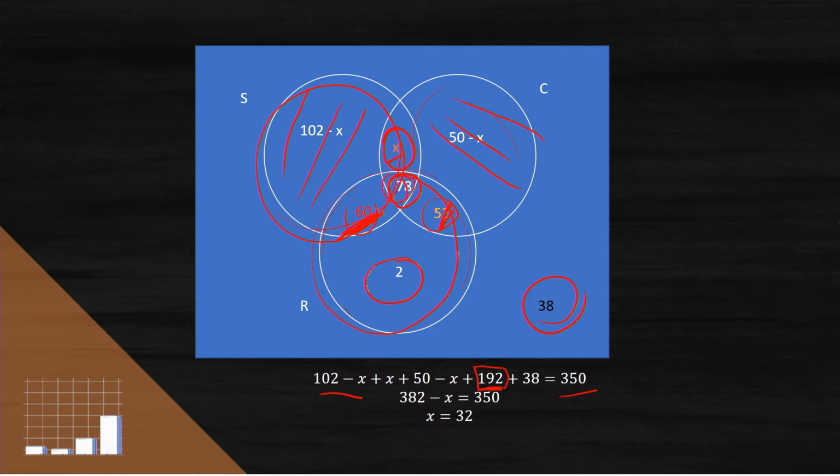All right. And we finally add the 38, which is the number of people that don't watch any of the sports. If I add all of these elements together, I should get 350, which is the total number of elements in the sample space. 102 plus 50 plus 192 plus 38 is 382. Minus x plus x, those cancel. So I'm just left with minus x is equal to 350. Take the 382 across. 350 minus 382 is negative 32. And then if I divide both sides by negative 1, I get that x is equal to 32. So therefore, the number of people who watch both soccer and cricket is 32.